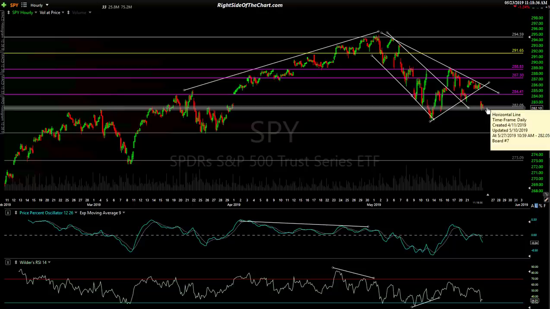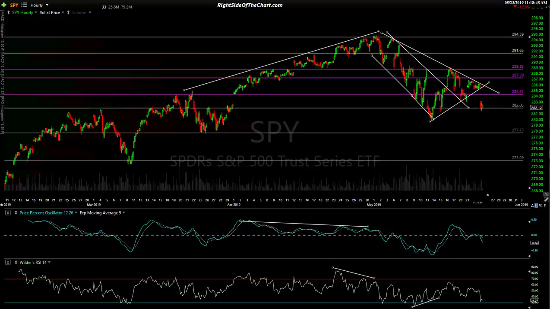And I showed you QQQ a second ago, right above that third target, which is set up just above support. SPY is also at support here, pretty decent support, about 282. You can see it here on the 60-minute chart. See the reactions here to the left. So that's where we're at, and I'll just keep it very simple.